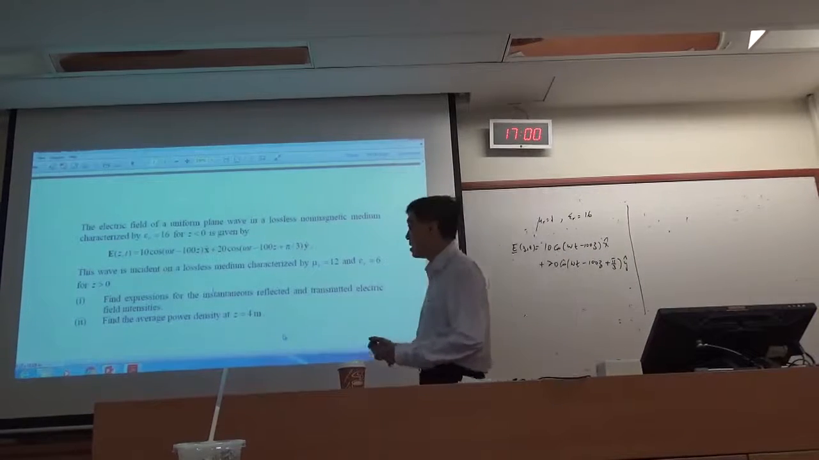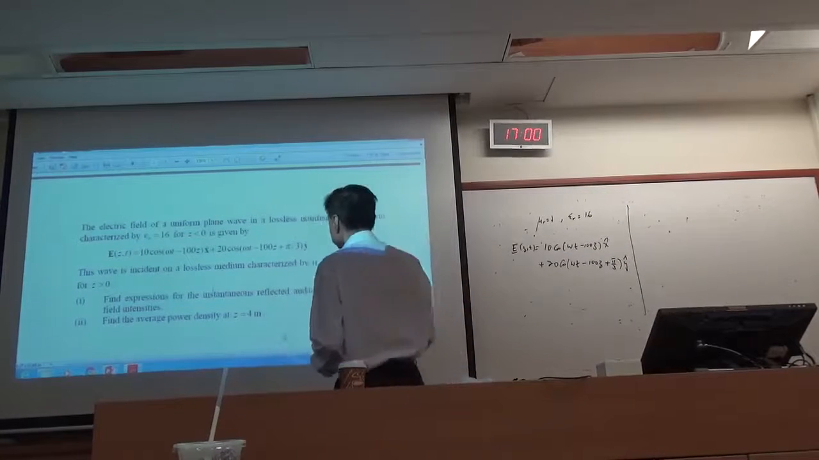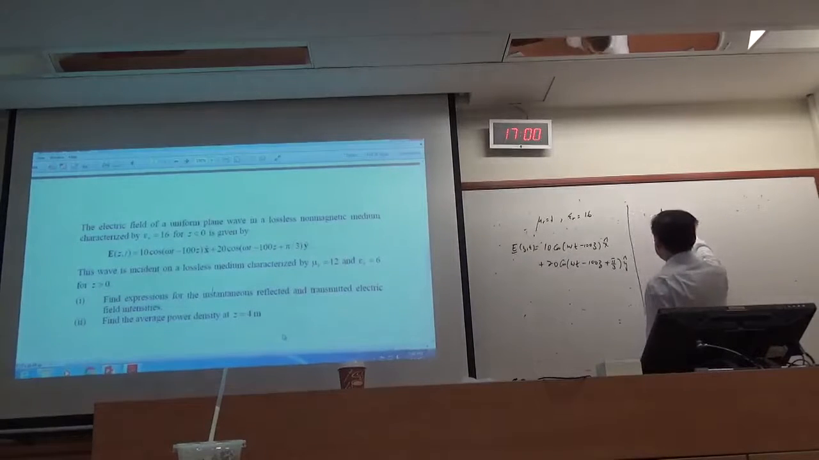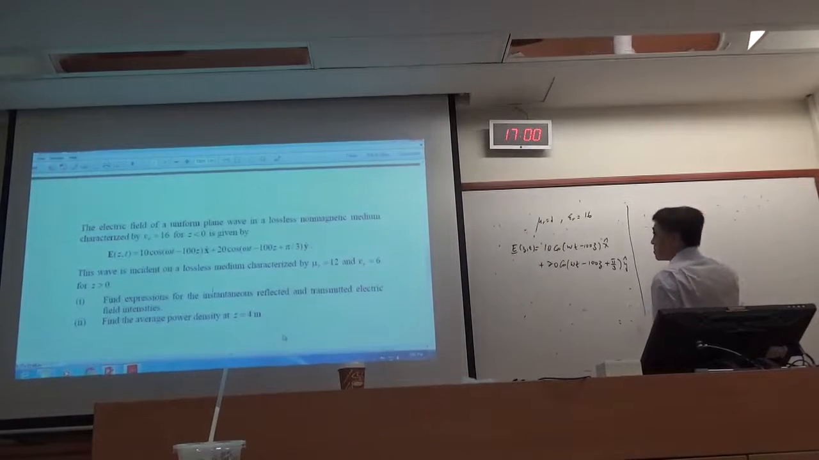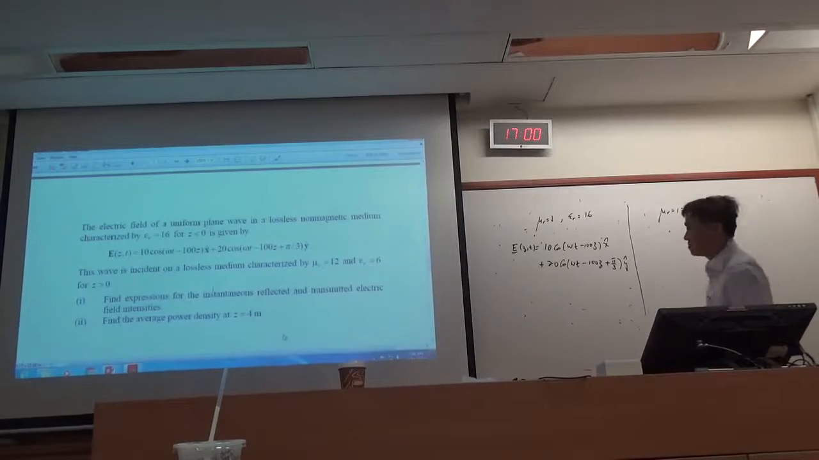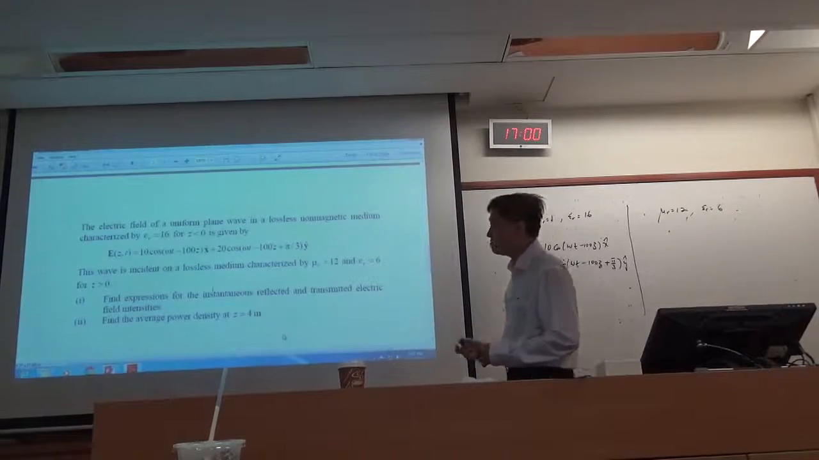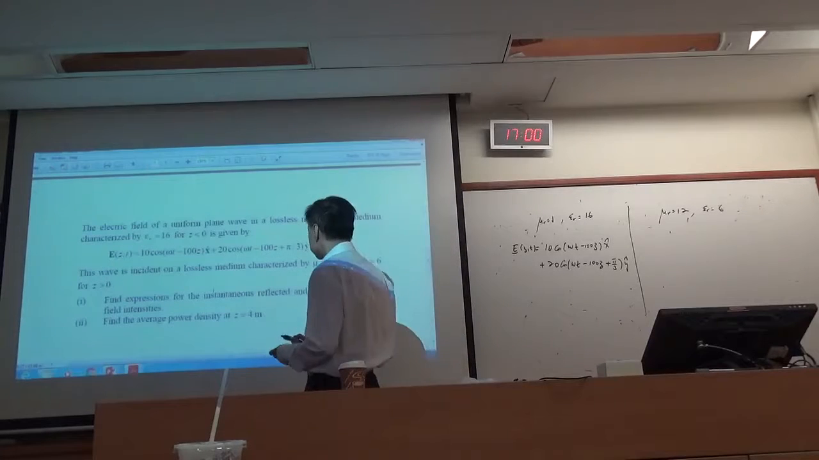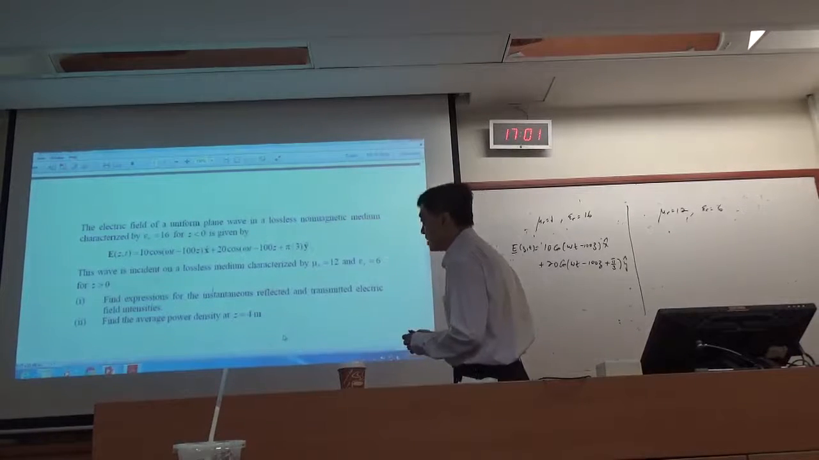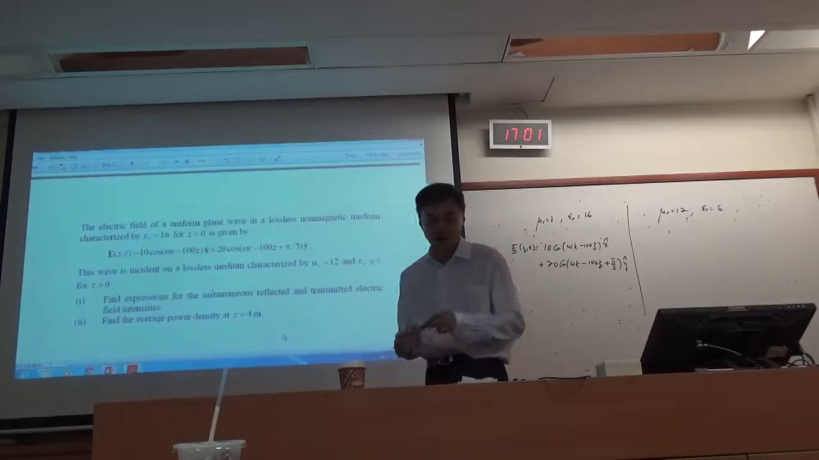The wave is incident on a lossless medium characterized by mu r equal to 12, epsilon r equal to 6. Find expressions for the instantaneous reflected and transmitted electric field. Find the average power density at z equal to 8.